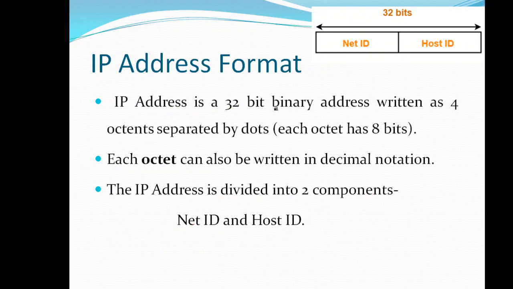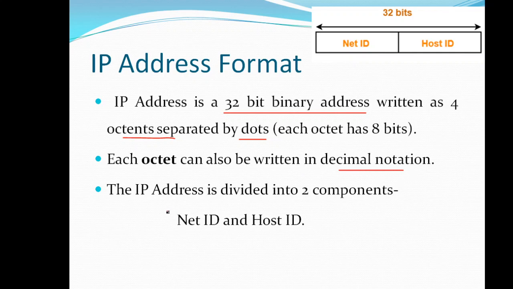Generally, an IP address is a 32-bit binary address. This 32-bit binary address is written in four octets, separated by dots. Each octet can also be written in decimal notation.